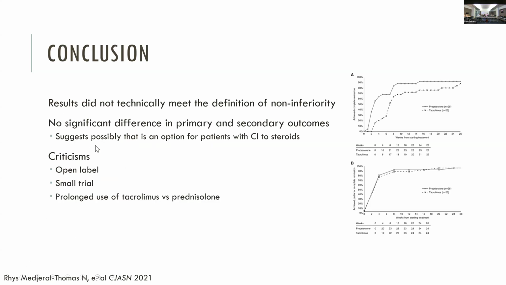And so the results, unfortunately, didn't meet the definition of non-inferiority, but even so, there was no significant difference in the primary and secondary outcomes. That doesn't mean that you can't use CNIs; potentially there's an option for use of CNIs in patients with contraindication to steroids, but it's not really any better than steroids. Again, it's open label, it was pretty small, just 50 patients. And TAC was continued much longer than prednisone, so that's another thing to keep in consideration.